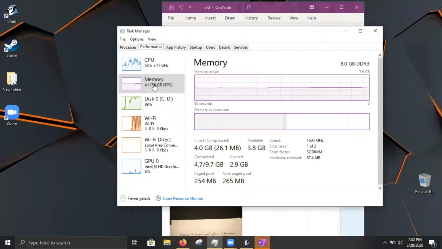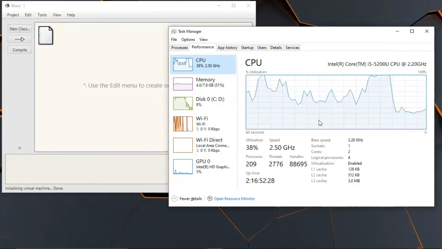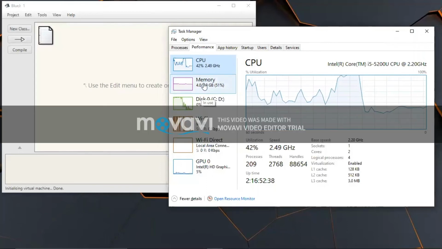Now the CPU is pretty weak, but it's got hyper threading. It actually goes above 2.2. It goes to like 3.2, I think, when it has turbo on. So that's fine. It's going to 2.5 now. It's going up a little bit. So the CPU is all right. That's not a problem. It's mostly the RAM and the disk.